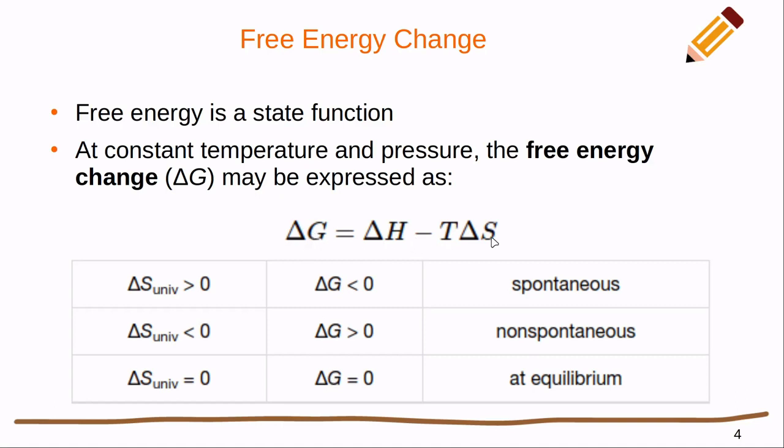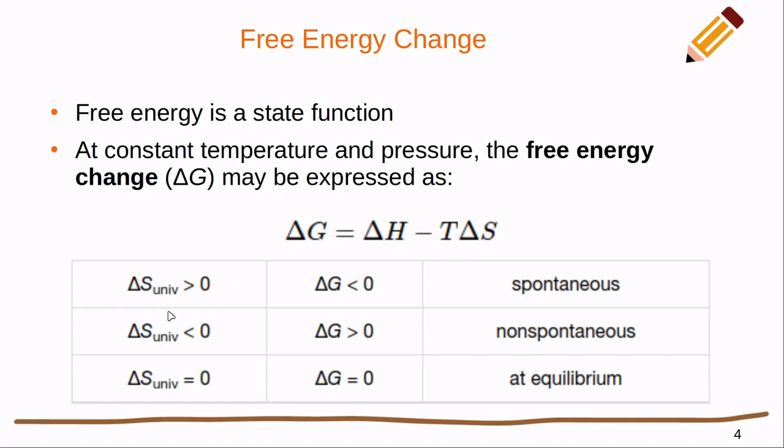Just like enthalpy and entropy, free energy is a state function, so it does not matter the path that something takes, only what its initial state and final state were. At constant temperature and pressure, the free energy change, delta G, can be expressed using this, where the change in Gibbs free energy is the change in enthalpy minus the temperature times the change in entropy. Remember that we've added these deltas here, so now we're talking about differences.